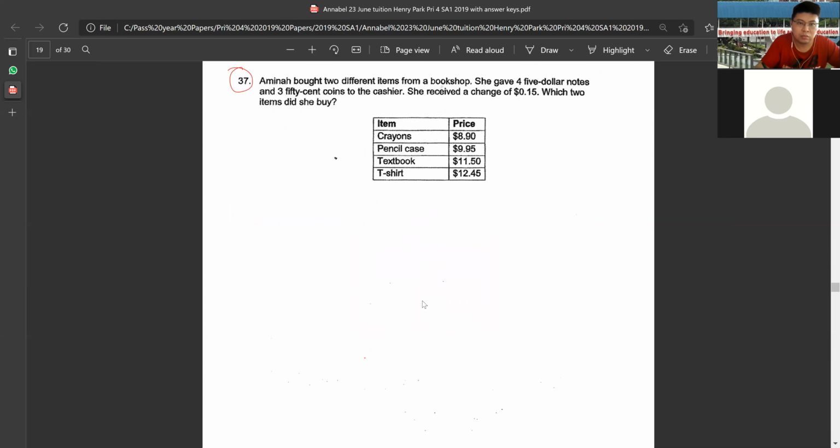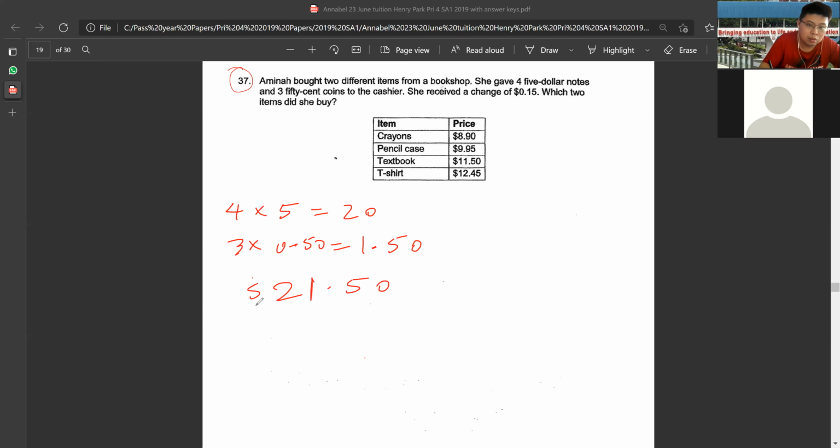37. Amina bought 2 different items from a bookshop. She gave 4 $5 notes and 3 50-cent coins. So altogether, how much did she give to the cashier? $21.50. This is how much she gave to the cashier.